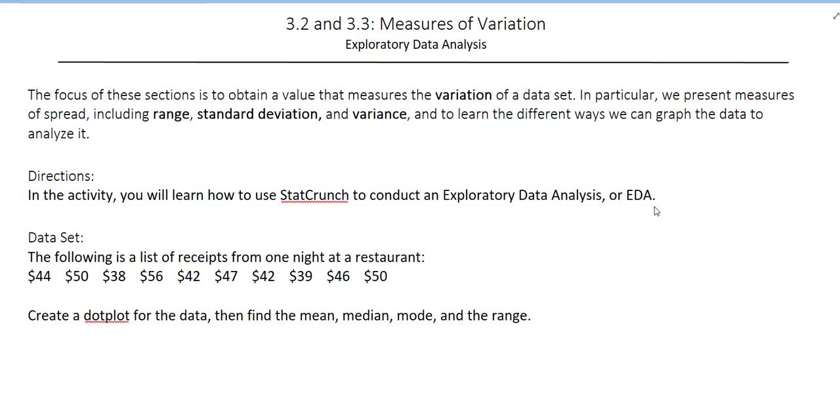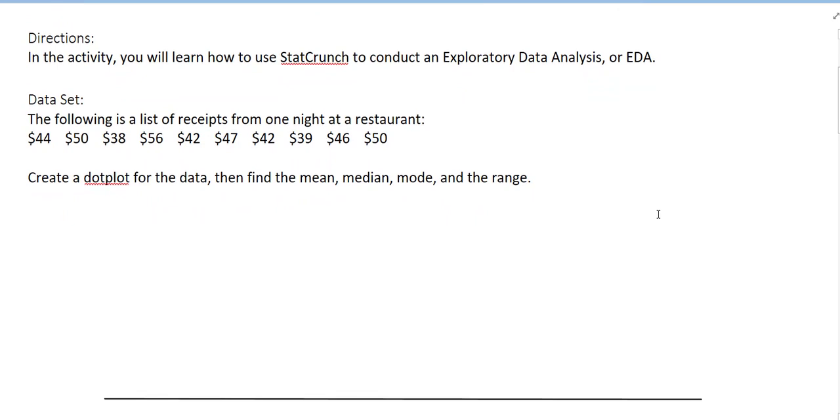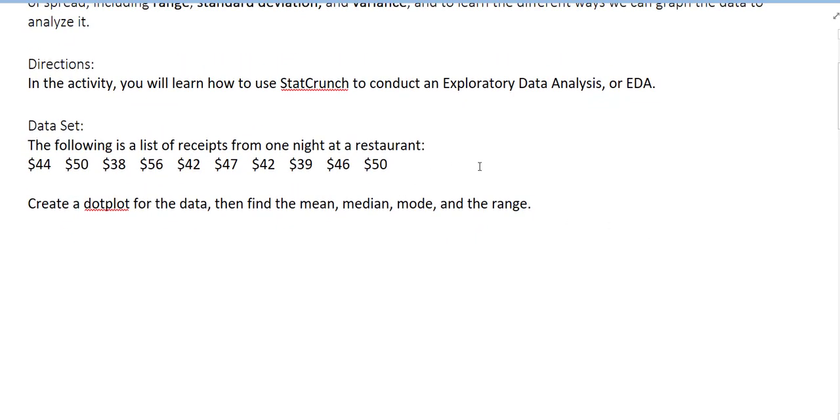Hey everyone, in this video we're going to go over sections 3.2 and 3.3, different measures of variation. Some of the things that we're going to talk about include the range, standard deviation, and variance. And we're going to learn different ways we can graph the data to analyze it. So in this activity, later on, we're going to continue using StatCrunch to find our statistics.